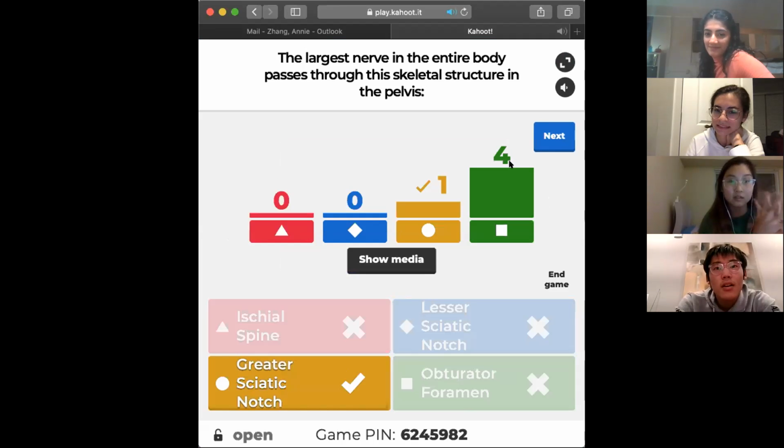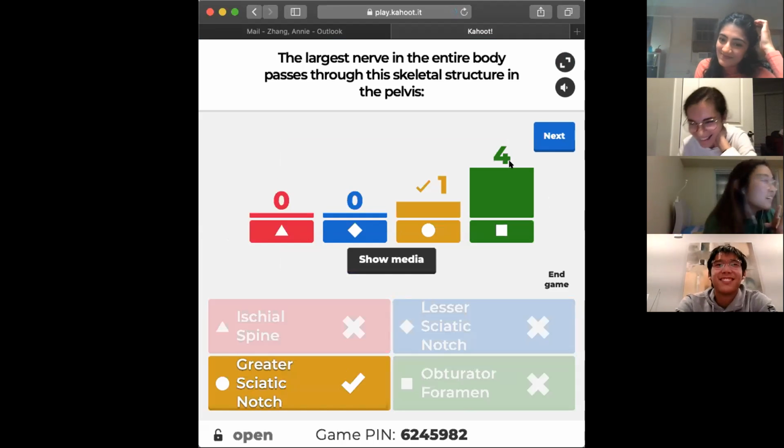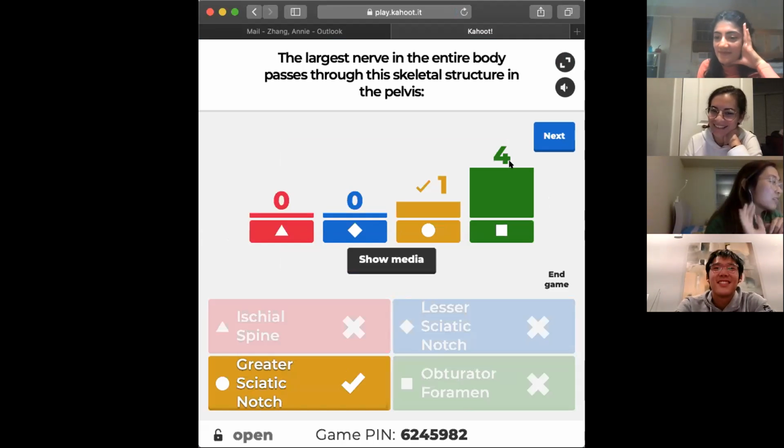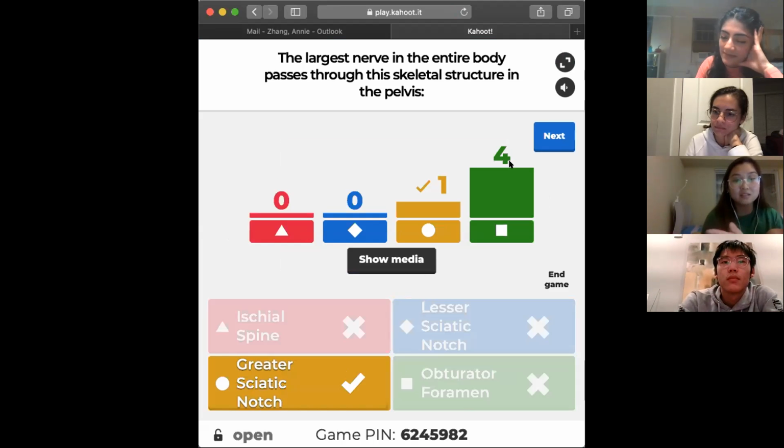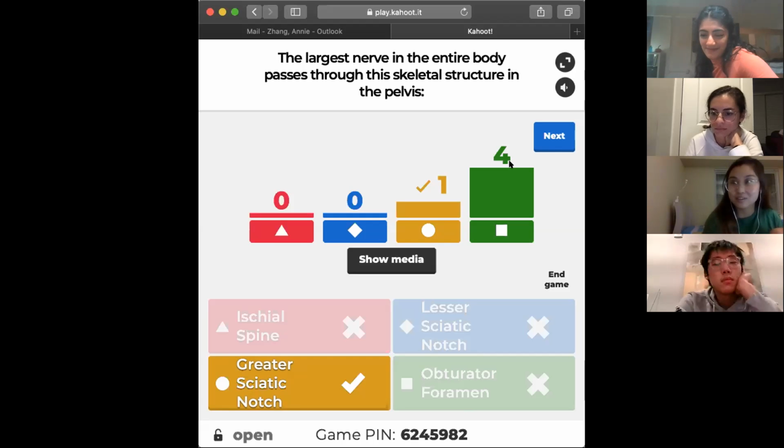Nice. Okay, so, oh wait, actually, hold on. The largest nerve in the body is the sciatic nerve. If you can associate the names, the corresponding skeletal structure that it travels through is the greater sciatic notch. And the lesser sciatic notch just doesn't exist, I'm pretty sure. So that's how you can remember it's the greater one.